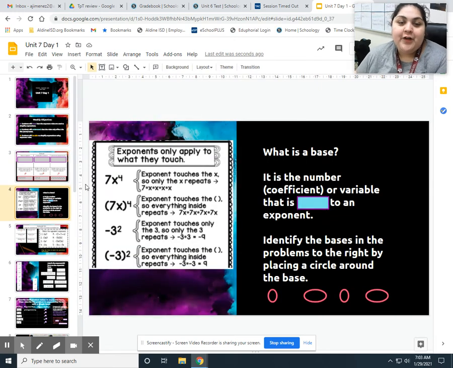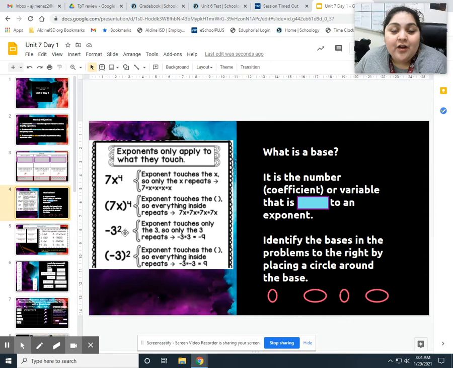Okay, now we're going to go here. Exponents only apply to what they touch. So right here, the exponent is only touching the x. That means that the x is going to repeat. And I repeat it 1, 2, 3, 4. Here we have parentheses. Because we have parentheses and the exponent touches that parentheses, that means that everything inside that parentheses is going to repeat. So I have 7x, 7x, 7x, and 7x.